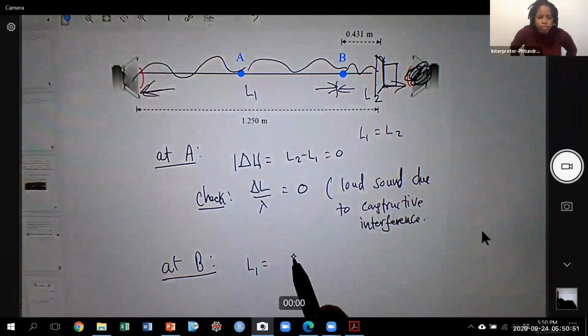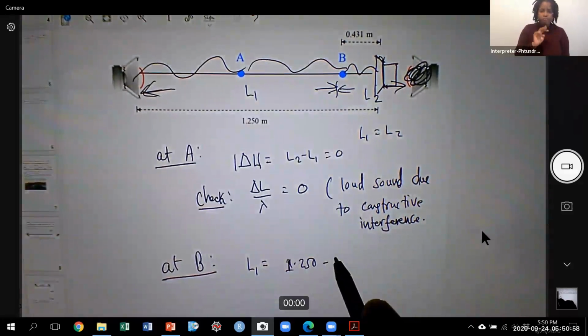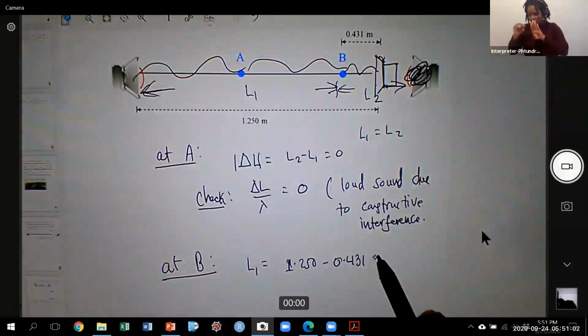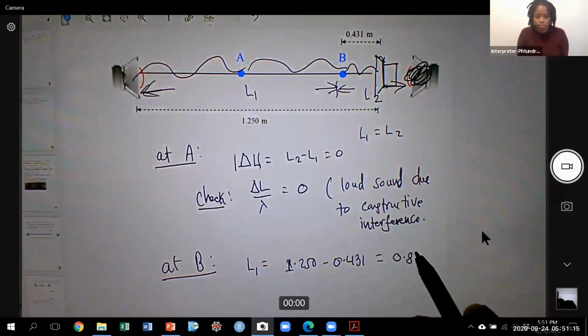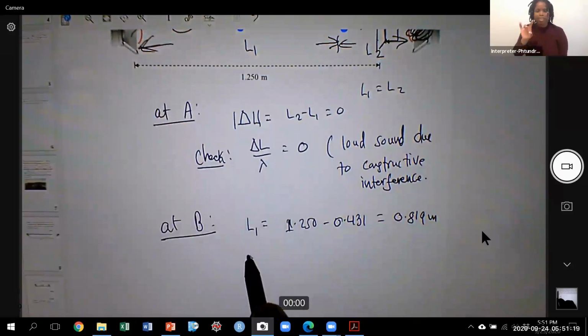Okay, so L1 is the full length, which is 1.25, right? Minus this, 0.431. 1.25 minus 0.431, and it's going to be 0.819 meters, right? And what is your L2?